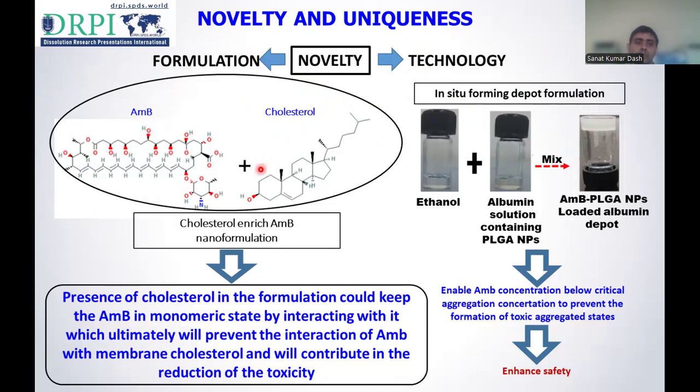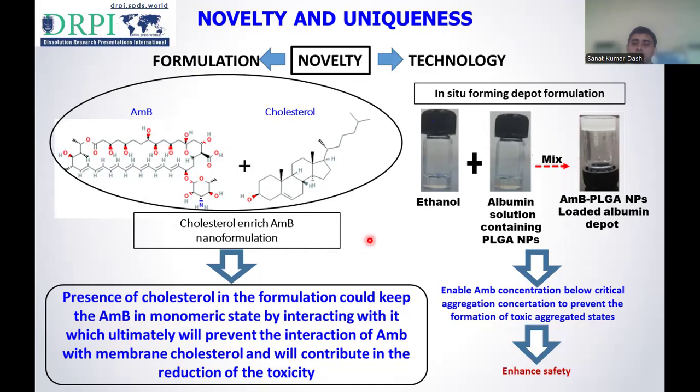From the formulation point of view, we have developed an amphotericin B nano formulation by adding cholesterol into it. Addition of cholesterol while preparing the amphotericin B nano formulation will be helpful to keep the amphotericin B in monomeric state by interacting with it, which will ultimately prevent interaction of amphotericin B with membrane cholesterol and will contribute in reducing the toxicity.